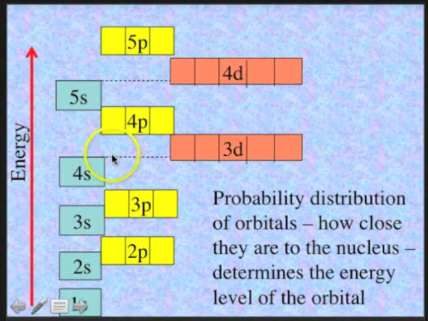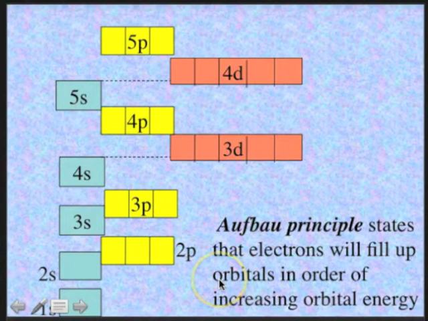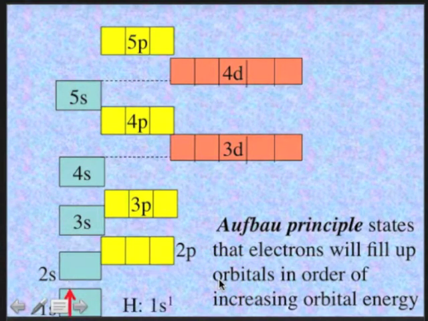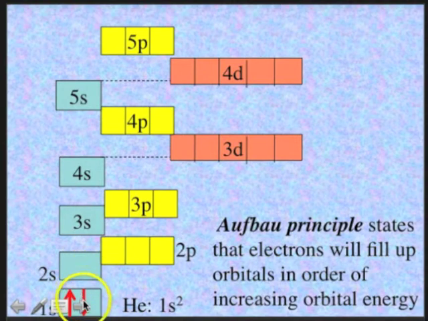5s, 4d, etc. The Aufbau principle states that electrons will fill up orbitals in order of increasing orbital energy. So the very first electron for hydrogen goes into the 1s orbital. Helium has 2 electrons, so the second electron fills up the 1s orbital with a different spin. So now the 1s orbital is filled.